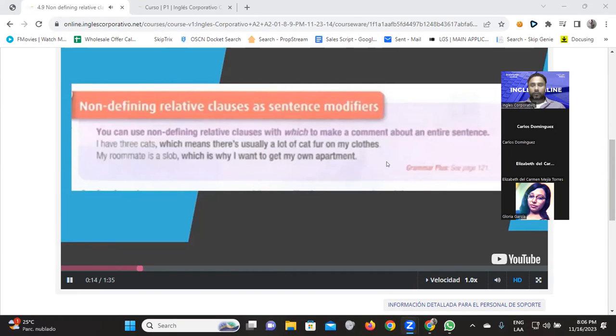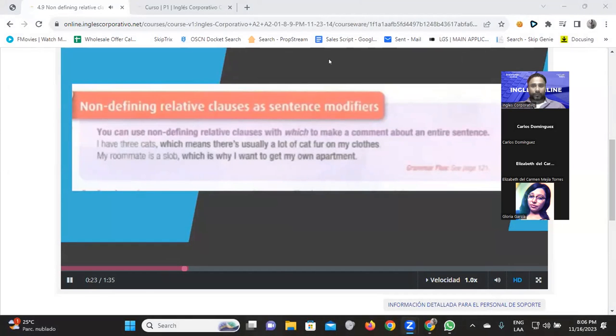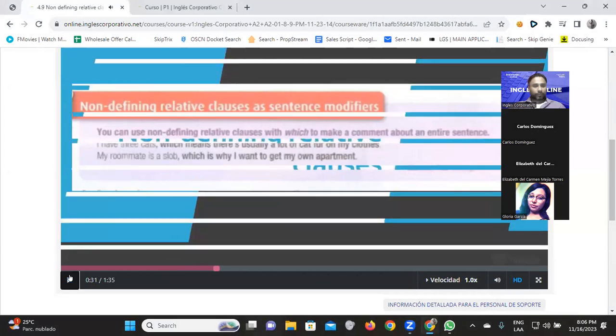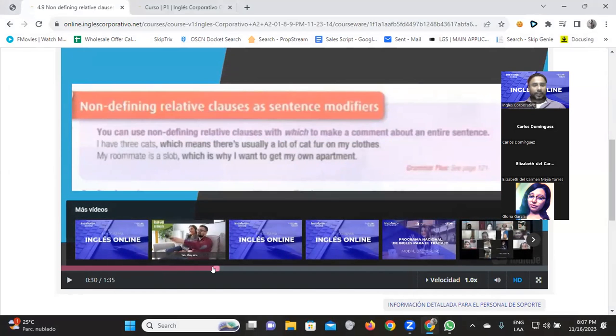You can use non-defining relative clauses with which to make a comment about an entire sentence. I have three cats, which means there's usually a lot of cat fur on my clothes. My roommate is a slob, which is why I want to get my own apartment. All right, now let's analyze these examples real quick. So it says, I have three cats, which means there's usually a lot of cat fur on my clothes.